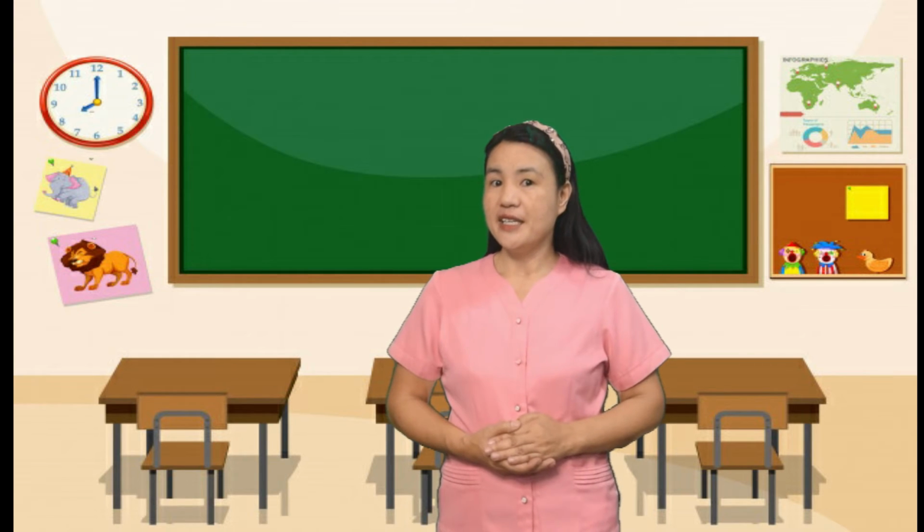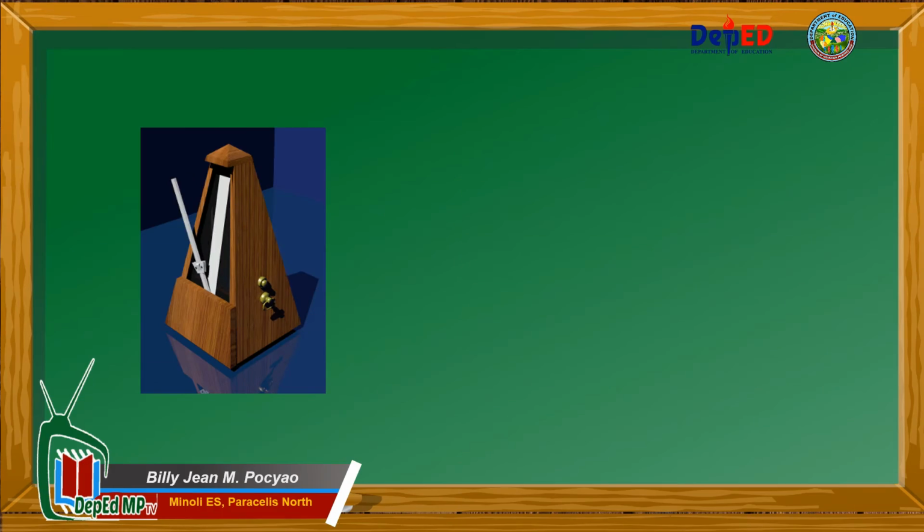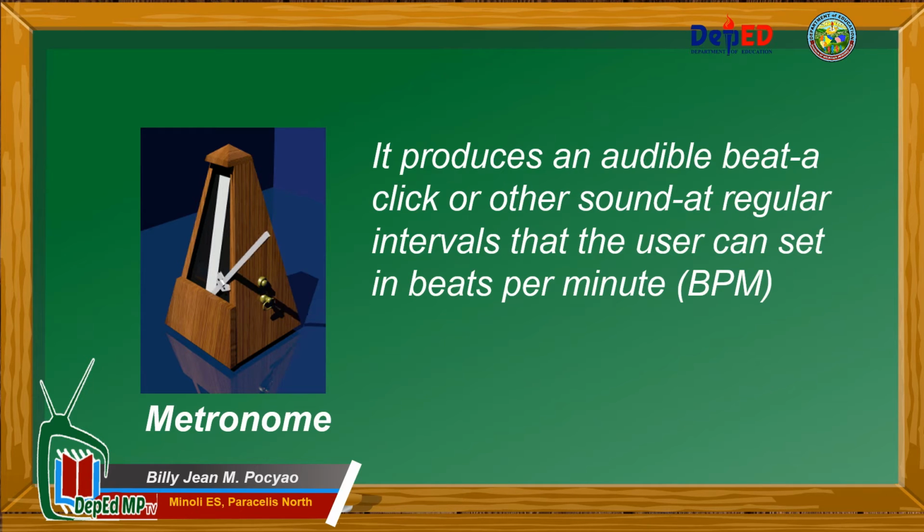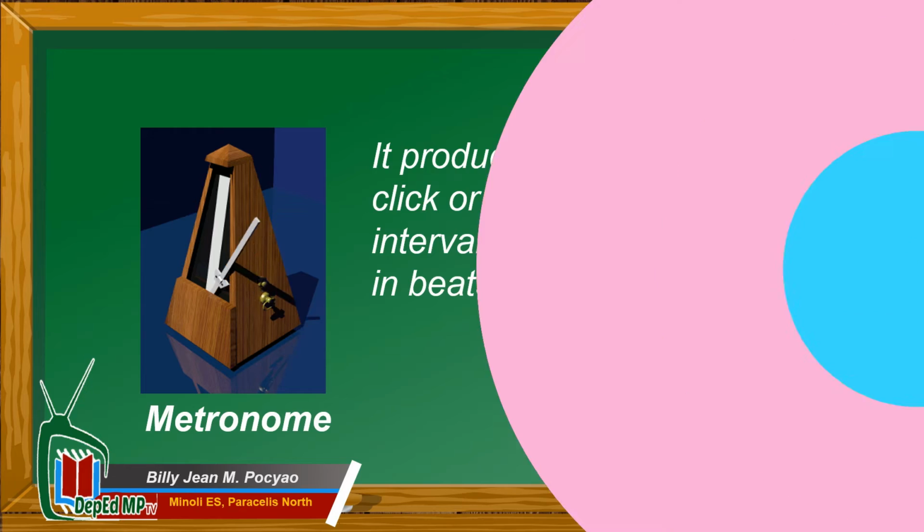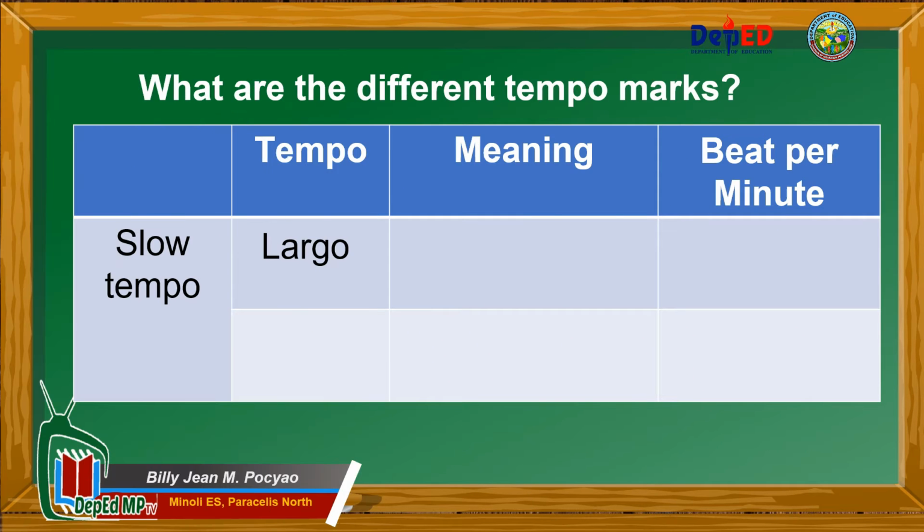Watch and learn. Do you know what this is? This is a metronome, a device used to determine the tempo of a musical piece. A metronome is a device that produces an audible beat, click, or other sound at regular intervals that the user can set in beats per minute. Let's study the different tempo marks.